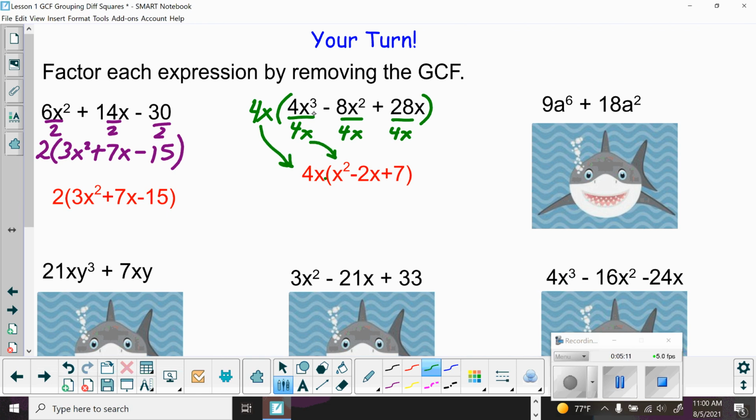Then 4x cubed divided by 4x is x squared. The sign comes down, the minus. 8 divided by 4 is 2. X squared divided by x is x. Then 28x divided by 4x is 7.